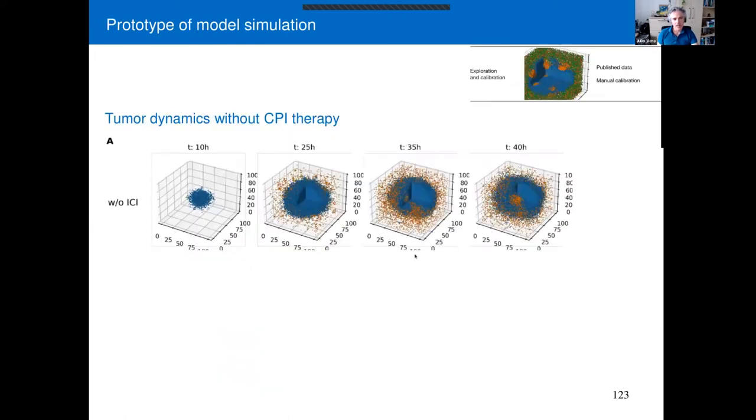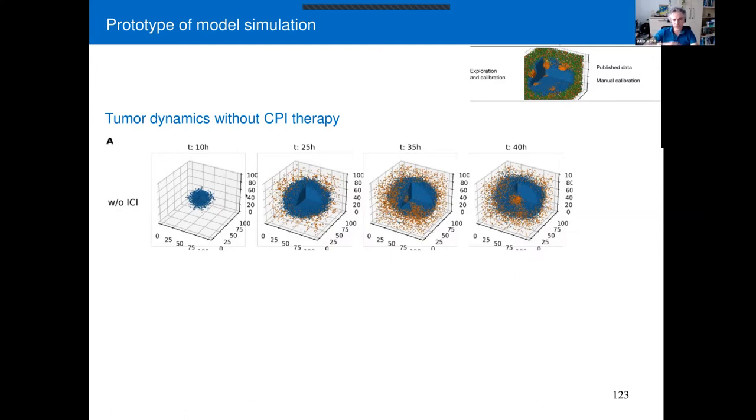And this is a prototype simulation we can do with our model. As you see, this is a spatial model. We have a 3D projection of how the model evolves over time. So we have here four time points over a simulation of our model. And you see here in blue, the tumor cells. In orange, the cytotoxic T cells. And in other colors that are less visible, other types of immune cells.